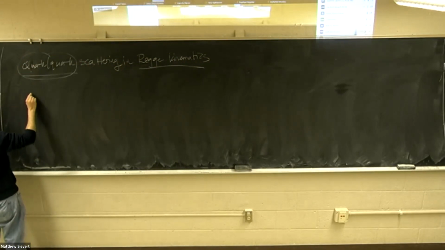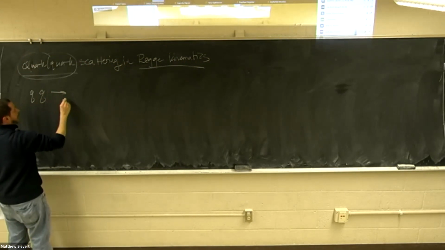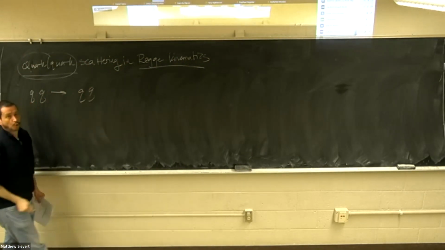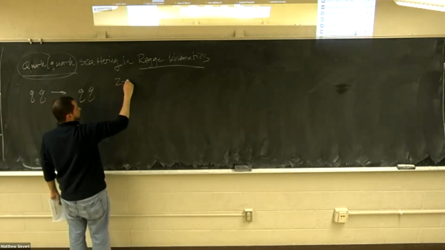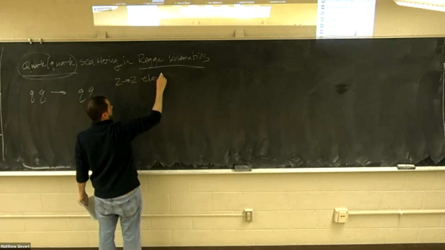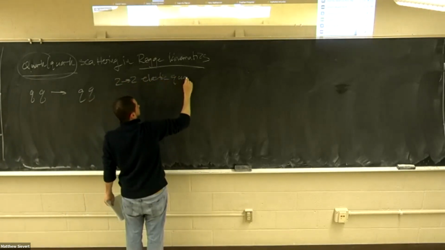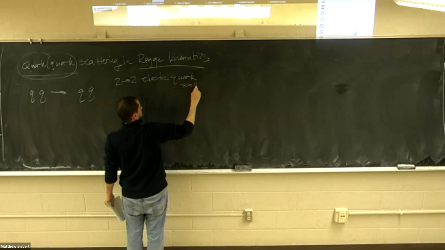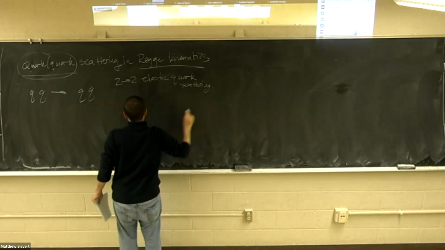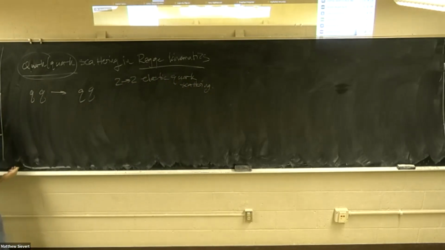To be completely explicit, I have in mind the process of 2 quarks scattering together, and in the final state, I have 2 quarks. So this is exactly 2 to 2 elastic quark scattering, highly analogous to electron-electron scattering in QED.